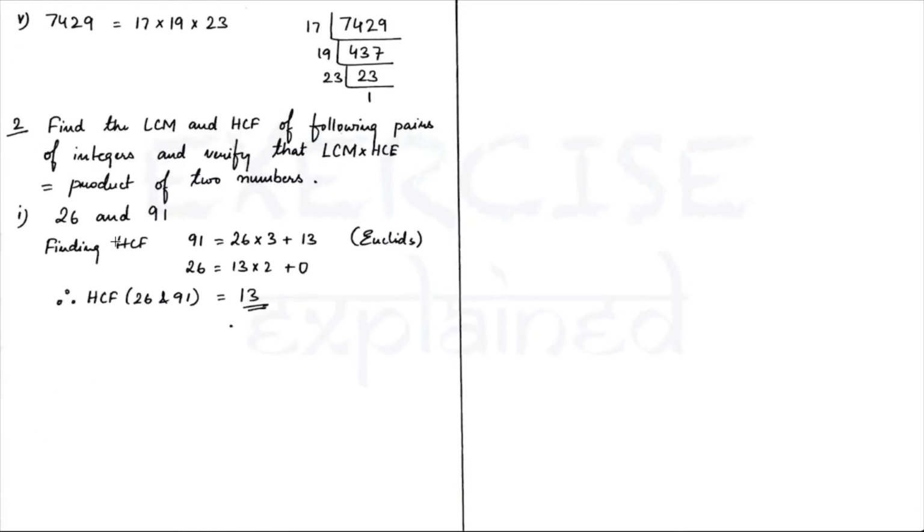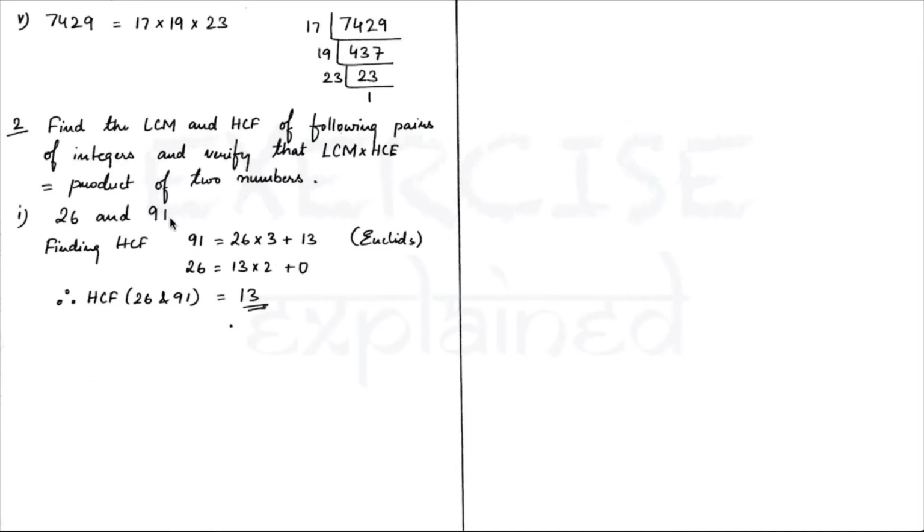So finding HCF, I use the Euclid's method, which I have done in the previous exercise. Almost all the problems from the previous exercise, that is real numbers exercise 1.1, are based on Euclid's. So it says dividend is equal to divisor into quotient plus remainder. If you have not seen my previous video, do watch it. I will put the link in the description box below.